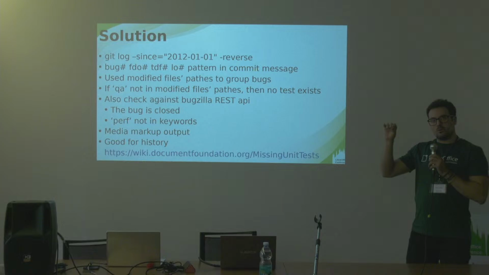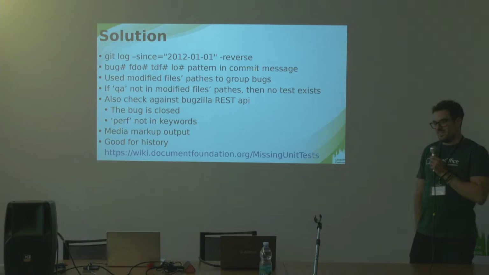After that, we go to Bugzilla and we check with the REST API some parameters, like whether the bug is closed or fixed, because sometimes there is already a fix in the Git log, but maybe the developer will add the unit test after that. And in this particular case, because testing performance issues is kind of difficult, I decided to avoid the issues in Bugzilla which have the keyword perf, which means performance.